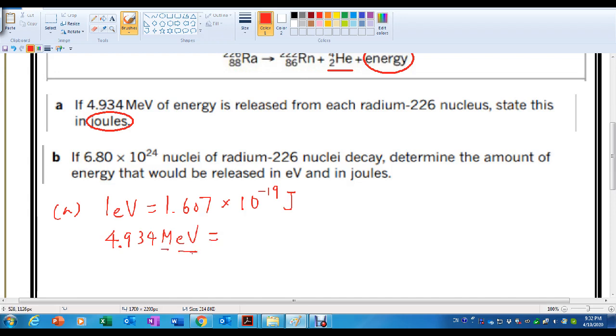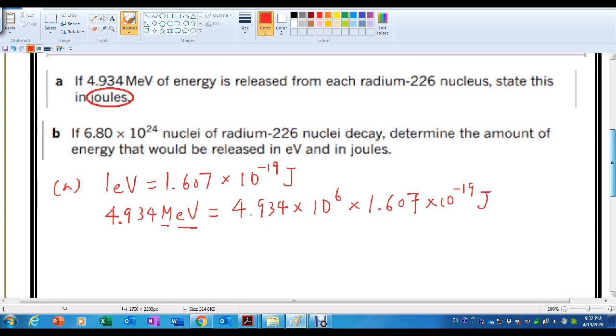There are two things you need to convert. First, what does that letter mean? Mega means million, times 10 to the power 6. And then eV: 1 eV means 1.602 times 10 to the power minus 19 joule. So use your calculator and you will get the answer, 7.904 times 10 to the power minus 13 joule.